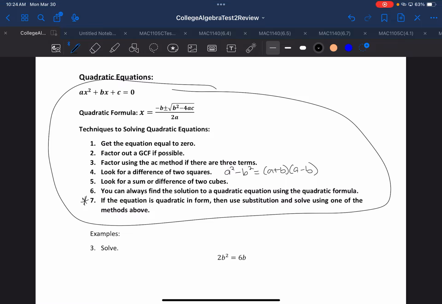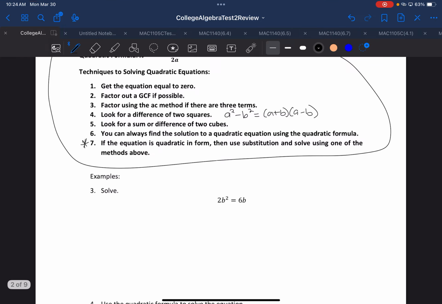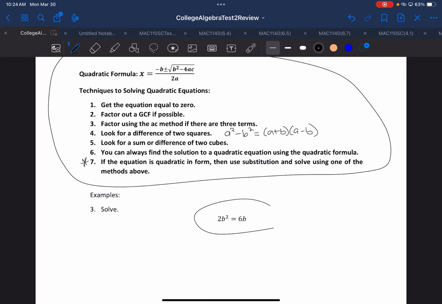If the equation is quadratic in form, then we need to use substitution and then solve one of the methods above. Okay? So there's an example on here we'll go over. All right, so this example here, this is a quadratic. The first thing I'm going to do is get it equal to 0.